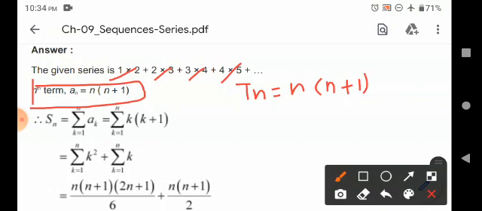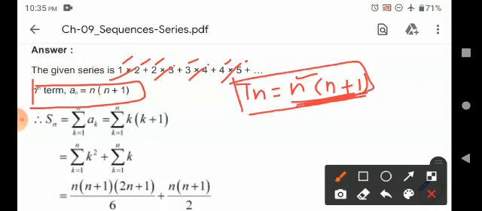This series is the product of two different progressions. The first progression is 1, 2, 3, 4, so its nth term is n. The second progression starts with 2, 3, 4, 5, so its nth term will be n plus 1. Therefore the nth term of this series is Tn equal to n into n plus 1. Therefore it will be easy to find the sum to n terms of the given series.